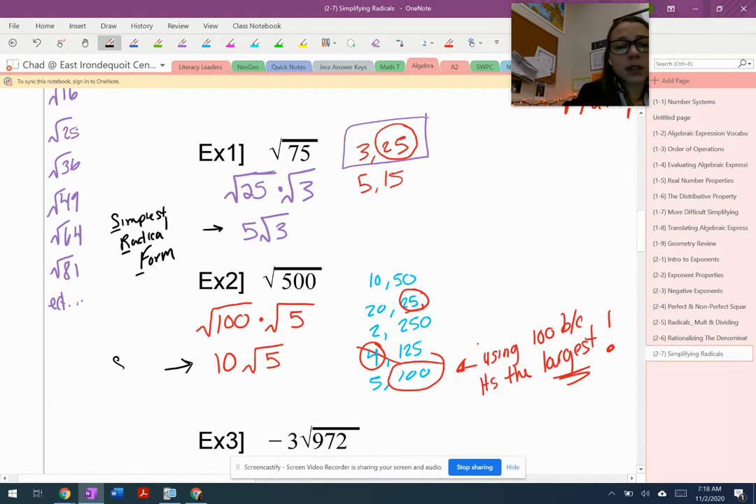And we'll take a look, SRF, simplest radical form. Take a look at the next example.